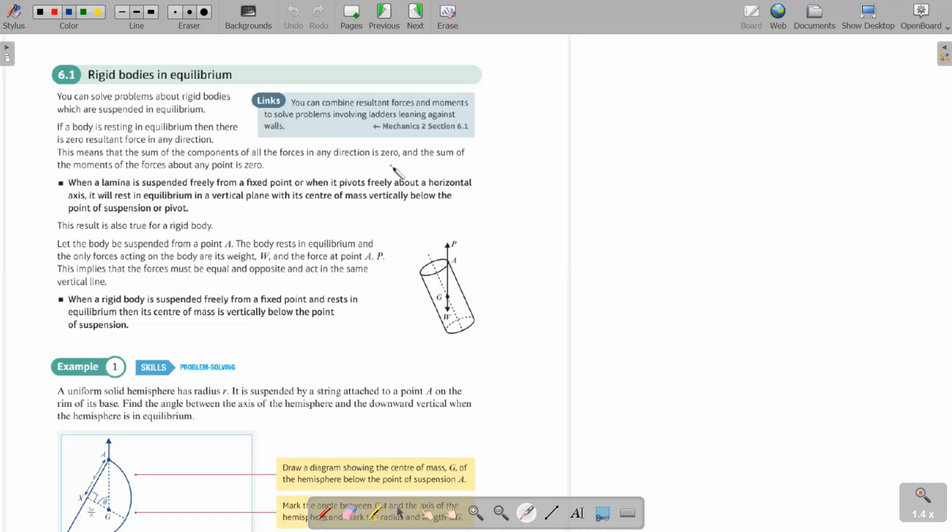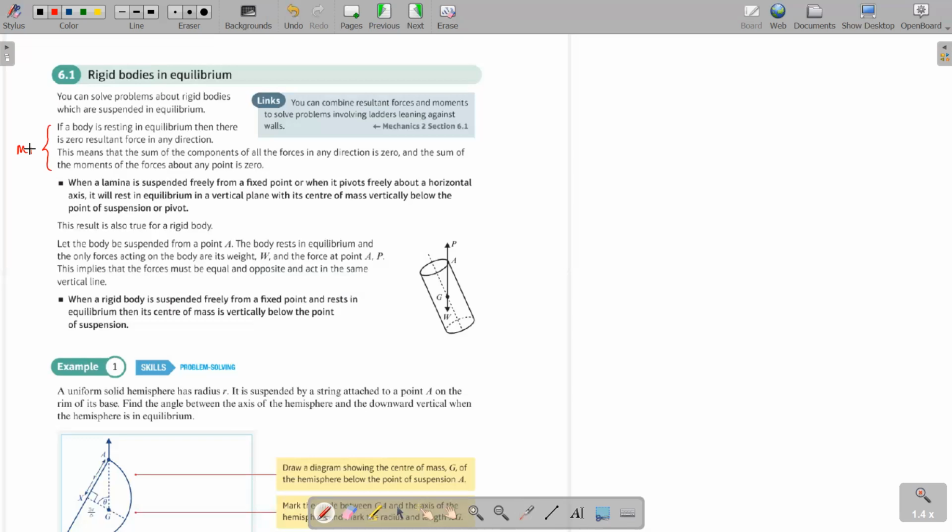This is M1, guys. If the object is completely in equilibrium, that means the sum of components is zero in any direction. And the sum of moments of the forces about any point is zero. This is an M1 section. You know about this. If an object is in equilibrium, the resultant force in any direction is zero, and the sum of moments, clockwise or anti-clockwise, is going to be zero.